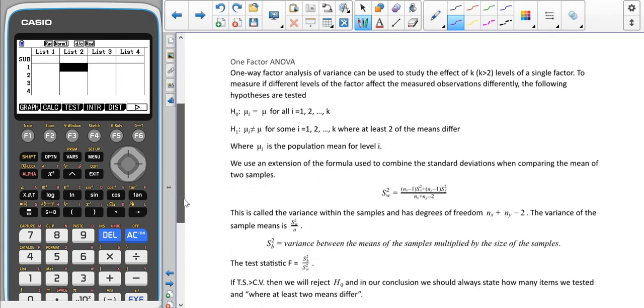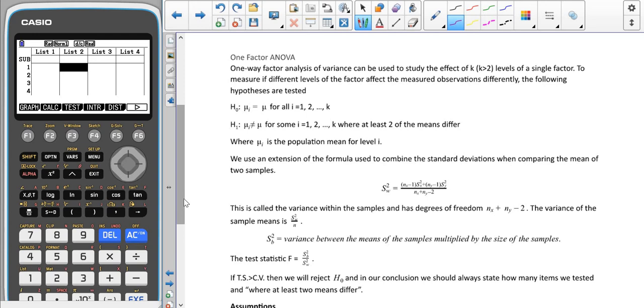So we're going to have a look at one factor ANOVA. One factor ANOVA is where we're having a look at the effect of a single factor, and it's where we're having a look at the variance between more than two groups.